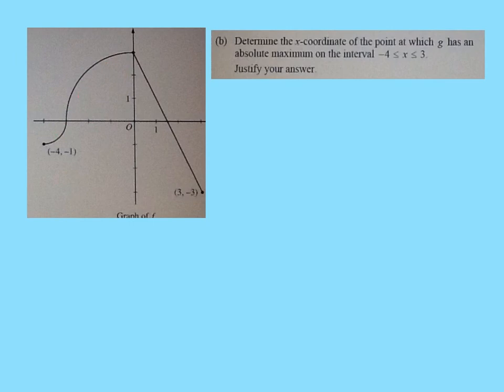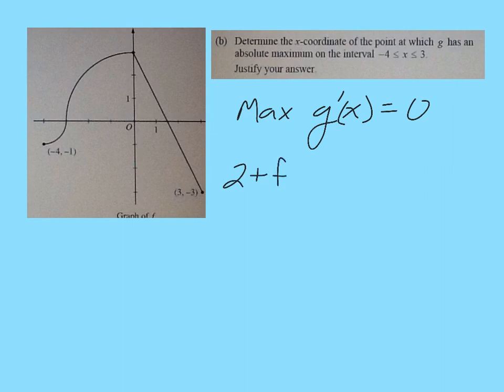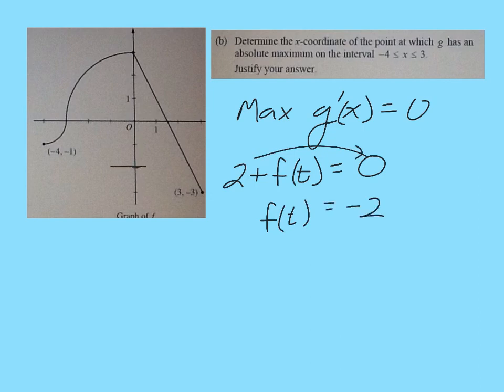Okay, let's keep going. Part B. We have our same graph. Now with part B, we want to determine the x-coordinate of the point at which g has an absolute maximum. Okay, so absolute maximum. Well, remember, the maximums occur when the derivative is equal to 0. So we just found the derivative, so let's use that. We said 2 plus f of t is the derivative. We want that equal to 0. Well, that's going to equal 0 when f of t is equal to -2.